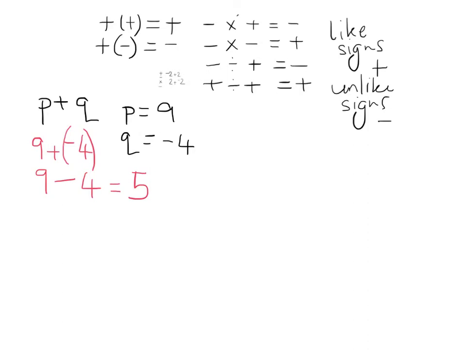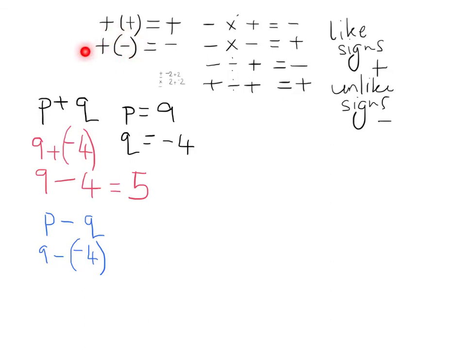Alright then, let's try another one. Change the colour. How about this? P take away Q. Well, what's P? We know P is 9. Take away Q. Q is negative 4. I'm going to put it in brackets and keep putting it in brackets so you get used to it. 9 take away negative 4. Again, we've got two operations or two signs without a number in between. So we go to our box.